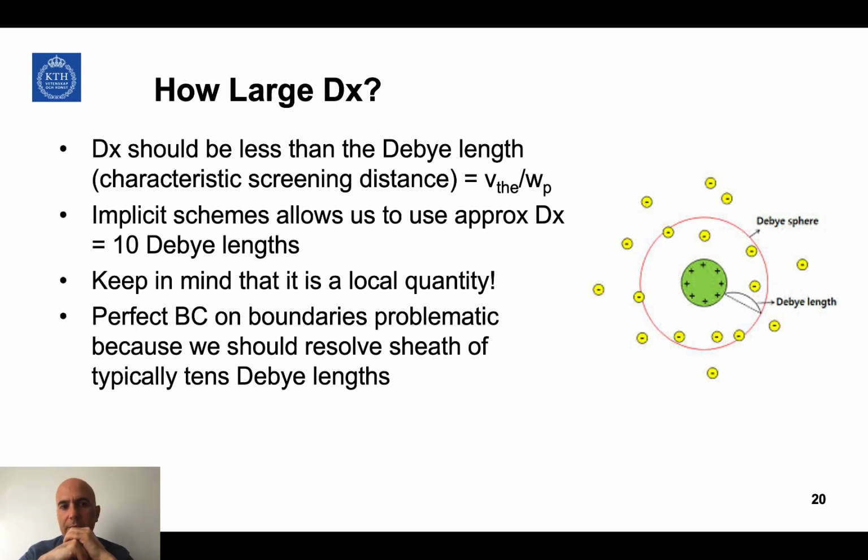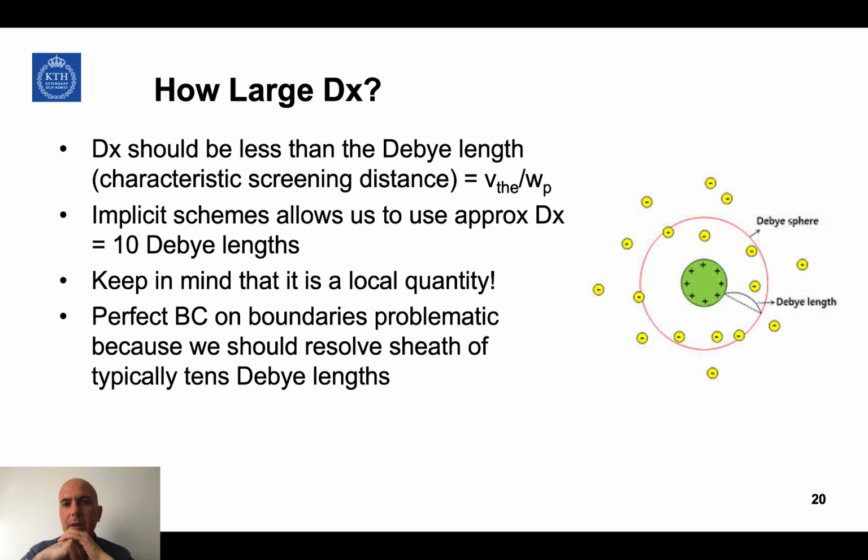Implicit methods can also do better than this, because they introduce some kind of numerical damping, and allow us to have grid spacings that are much larger, around 10 Debye lengths. Again, keep in mind that the Debye length depends on the temperature and the plasma frequency. So on the temperature, so it is a local quantity. You might have a part of your system that has different temperatures, so this Debye length also changes.